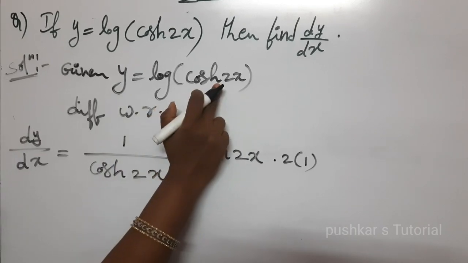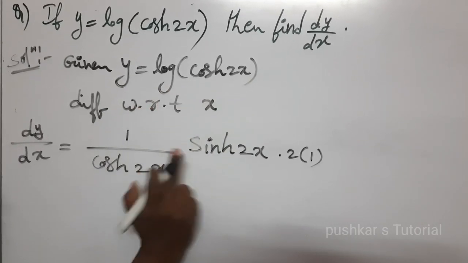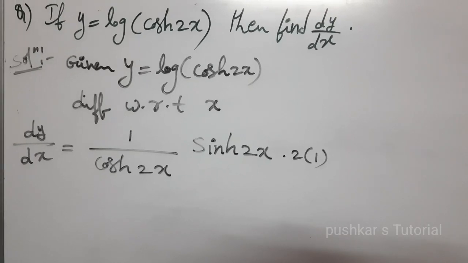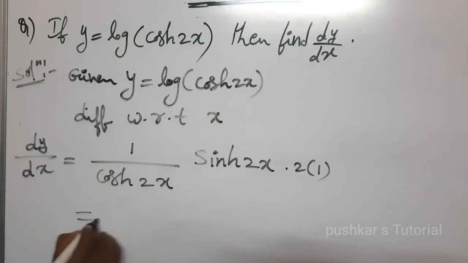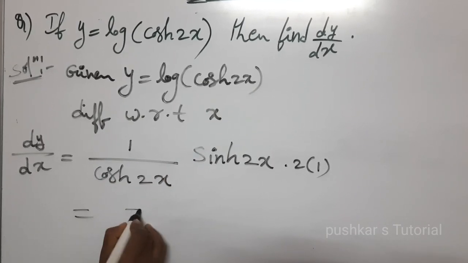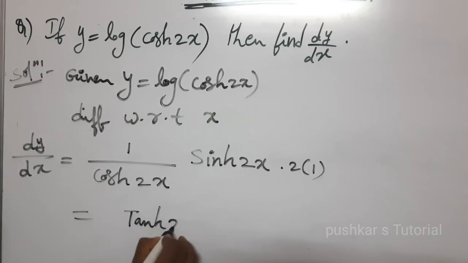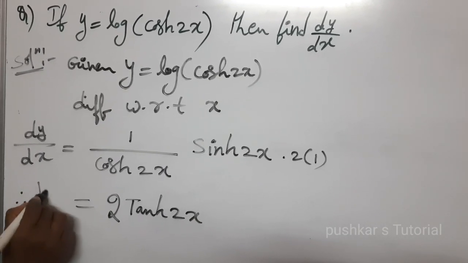So here cos h means hyperbolic trigonometry. For cos h it is plus sin hx only. Simply, cos theta means minus sin theta. Don't confuse with the minus symbol. So sin by cos of the same angle, tan h 2x, and the constant I am writing in front. Answer.